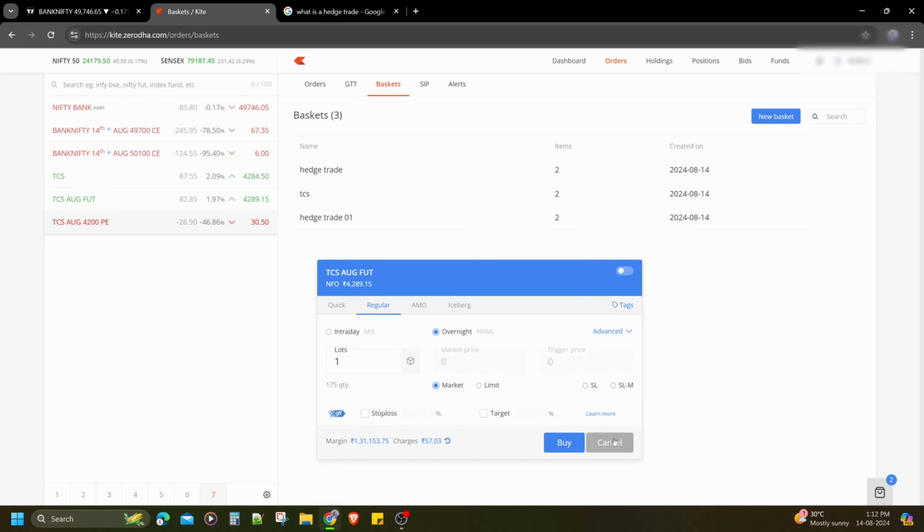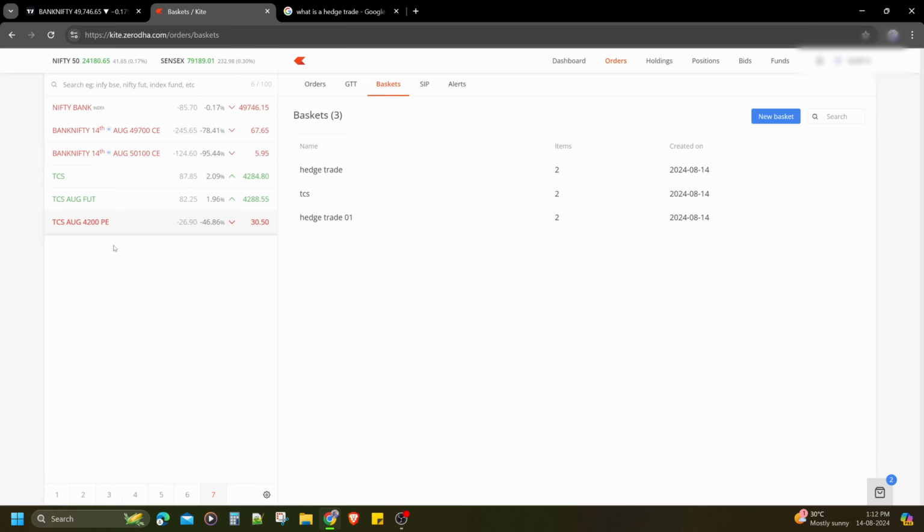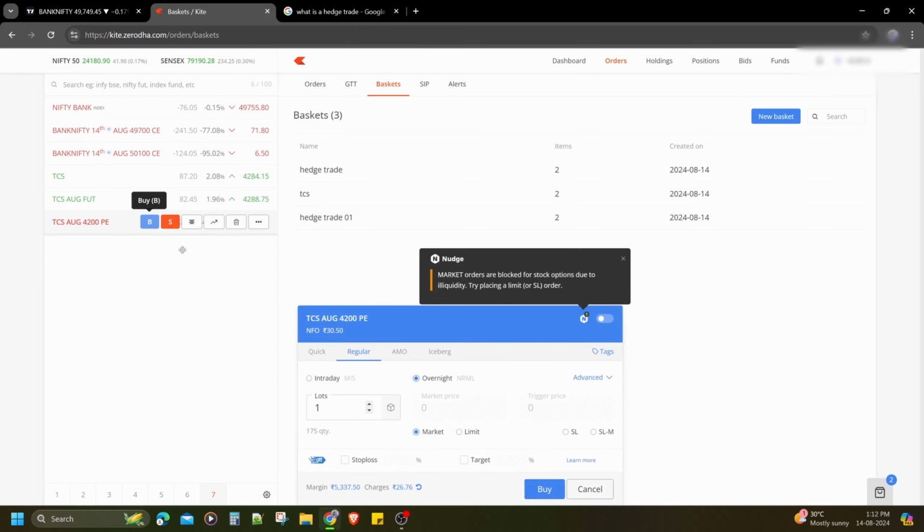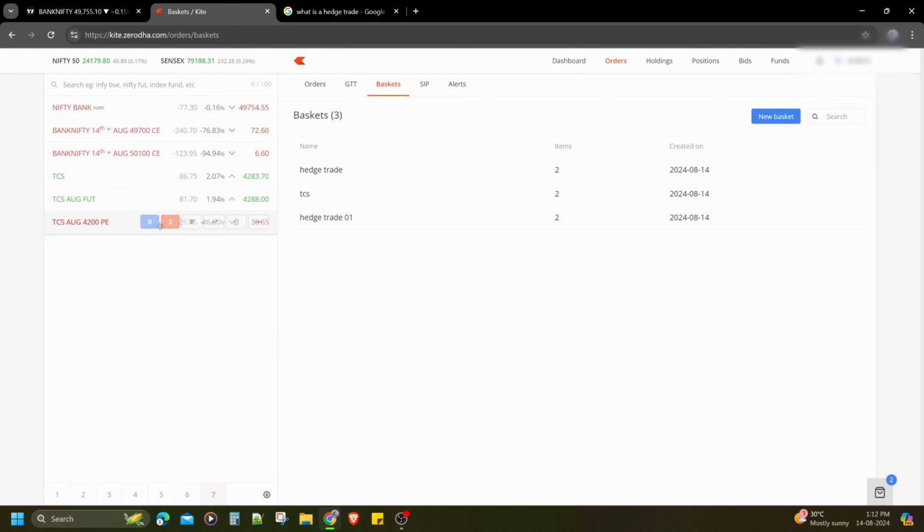So in order to do that, I'm considering the 4200 PE as my hedge trade because it is trading somewhere around 30 rupees. To buy this, I just need 5000 rupees of capital. So first I will buy this. First I will buy the hedge trade as we discussed in the earlier trade, and later we're going to buy our main trade. We will see how that works.